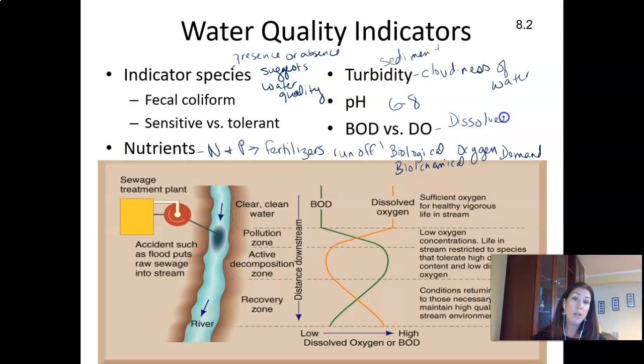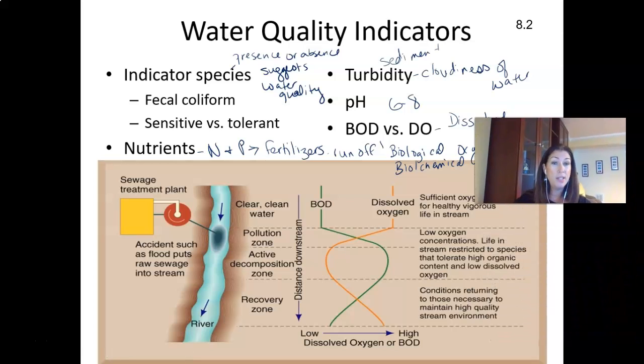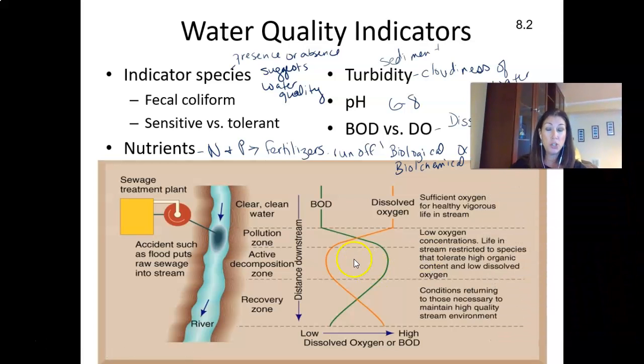And this is very key because critters will need to have oxygen. And unlike us, who can breathe it from the air, they need to use their gills to filter it from the water. So here, dissolved oxygen is going to be a really key indicator of whether or not you have the ability to support life. Now, BOD and DO tend to have an inverse relationship.